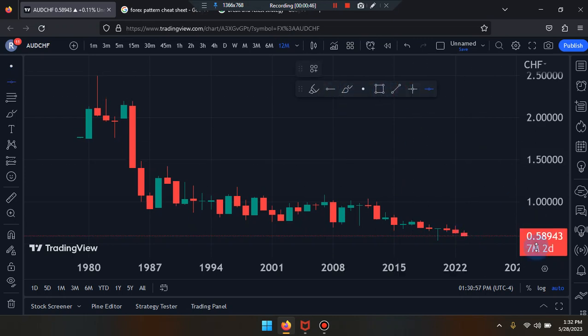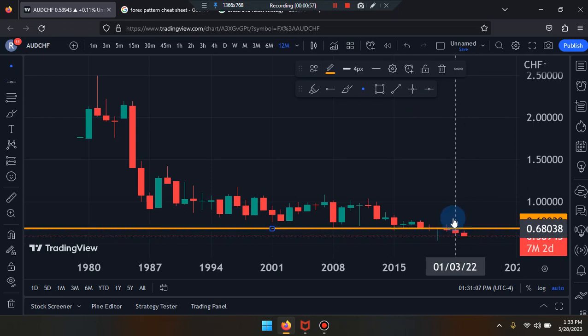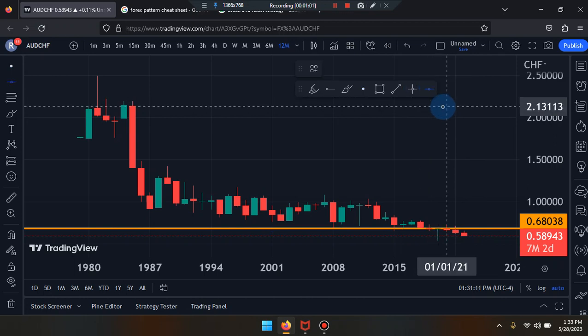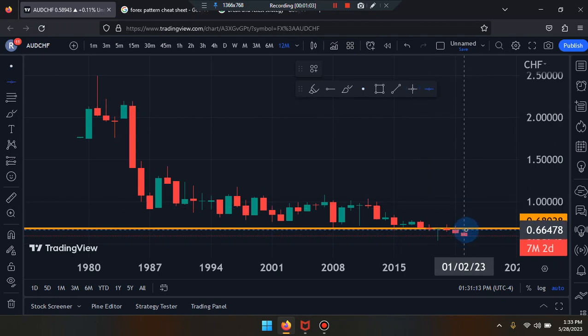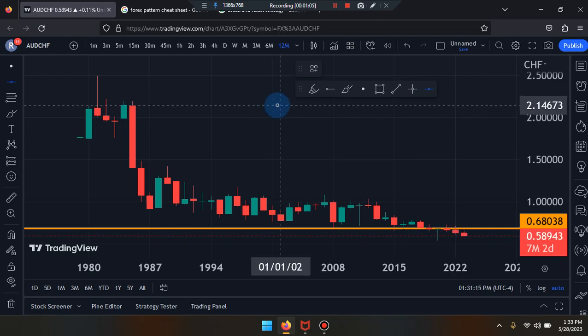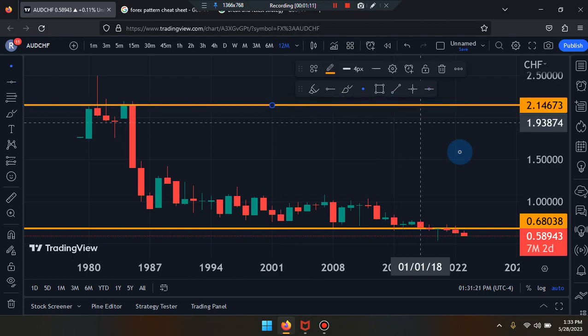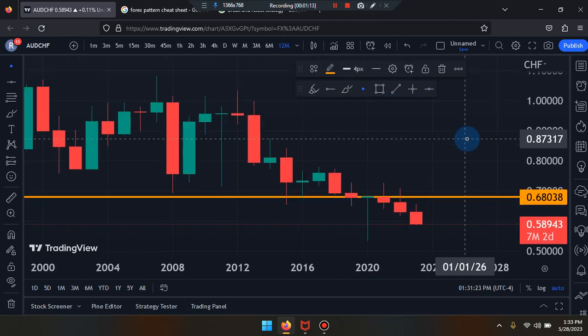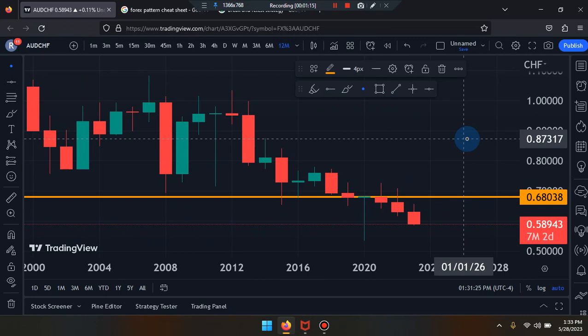Current price is sitting at 0.58943. So we're looking for price action overall, lowest low of structure. Next, we look for price action overall, highest high of structure, which means near the numbers of 2.14673. Let's zoom in on the price to see what's going on.